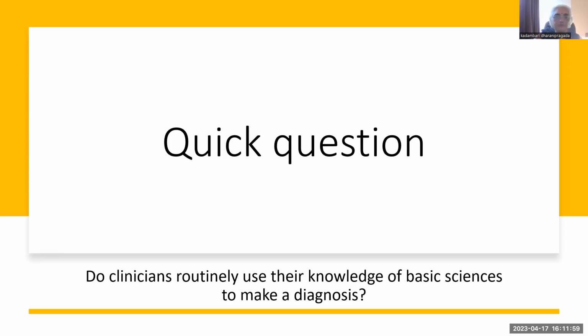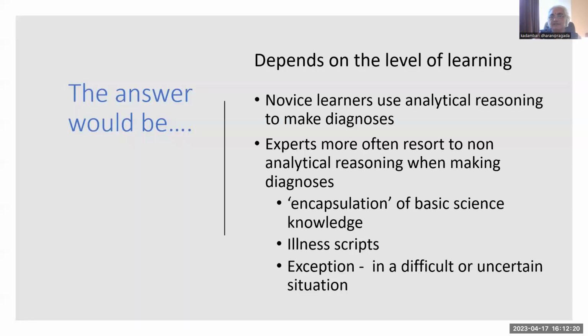Many of us, if you really look into yourself and ask yourself, are you using your knowledge of basic science to make a diagnosis? Consciously, okay, this is the anatomy, this is the physiology, and therefore this is the diagnosis. We don't usually go through that systematic process, okay? So it depends on the level of the learner. If you take a novice learner, like an undergraduate final year student, when they are taking history or doing a physical examination at the bedside, they are consciously recollecting their knowledge of anatomy and physiology to make a diagnosis. When they're auscultating the lung, they say, okay, in this area it would be the lower lobe, in this area it's the apex.